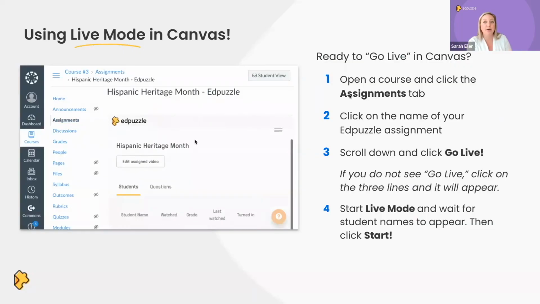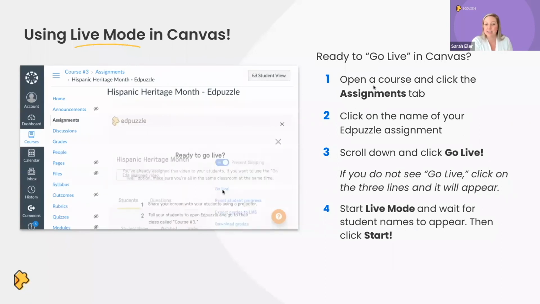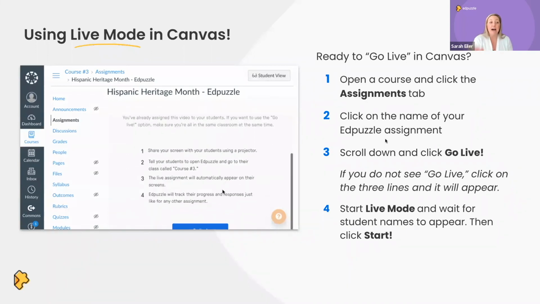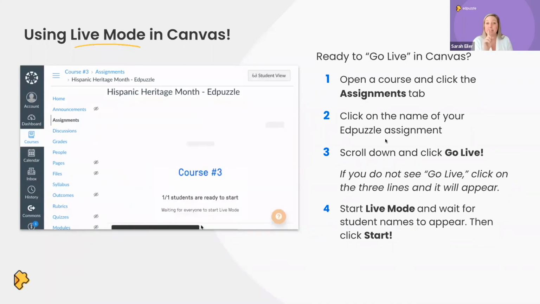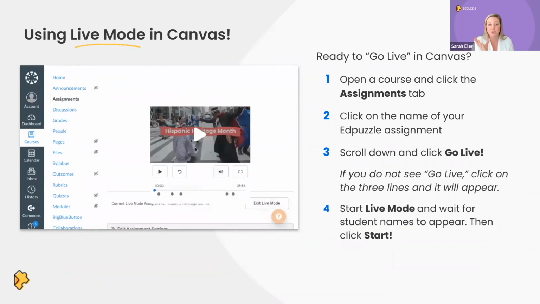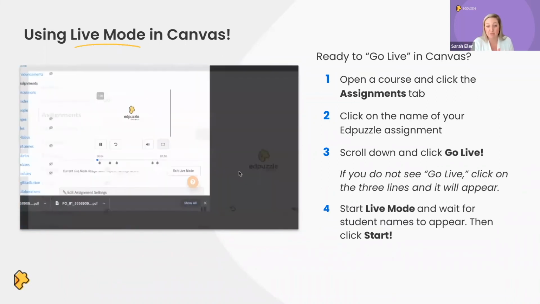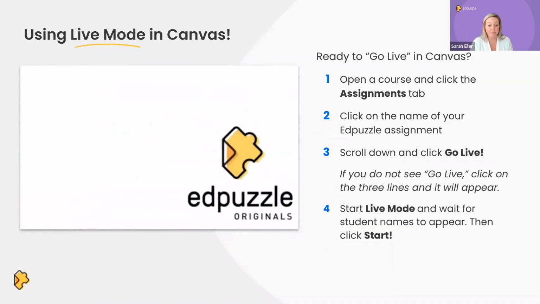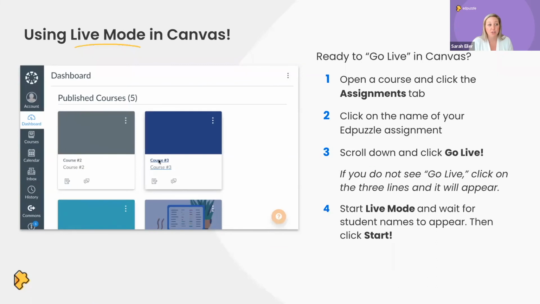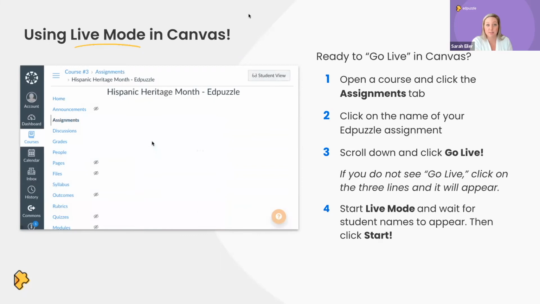And just to let you know, this also works in Canvas. So ready to go live in Canvas. Once again, you're just going to go to your assignments tab. So this is after you've assigned the Edpuzzle. So you've already done your submission type, external tool, Edpuzzle, all that jazz. What you can do is scroll down and click go live. If you don't see go live, click on the 3 lines because your screen is just zoomed in too much. It's magnified too much. And then you can click start live mode and wait for your students' names to appear. And then you can click start. So really great option. You can still use that live mode even within your Canvas course.